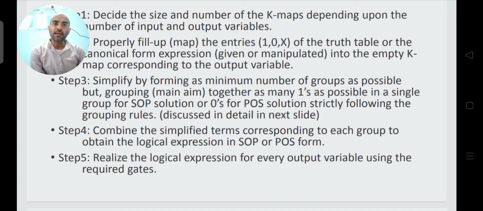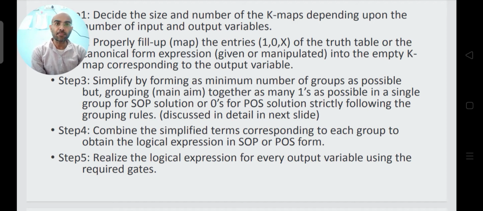But whenever we are forming the groups, the first thing is we have to form the group as big as possible. So the main aim is to cover as many ones as possible in a single group. If you have tried to form the biggest group of ones, and still some ones are remaining, then try to form the other lower groups. Okay, in case of SOP. In case of POS, we'll group zeros.